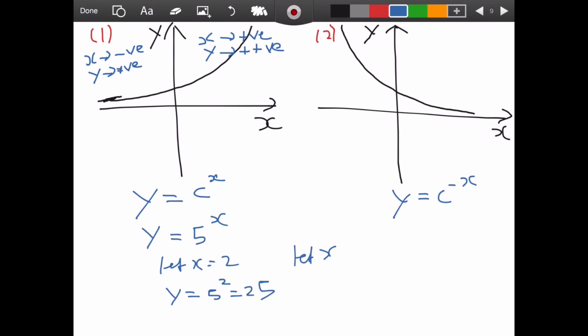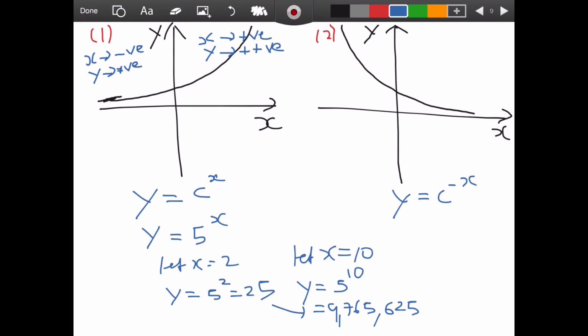But if we let x equal 10, we realize y becomes a very, very large number: 5 power of 10. What is 5 power of 10? It's 9,765,625. Wow, we just multiply x by 5 and y becomes a very, very huge number. This is not a factor of 5 from 25 to 9 million, right?